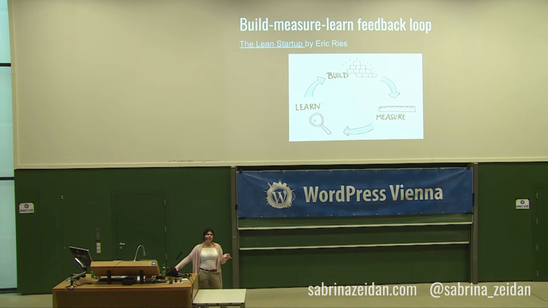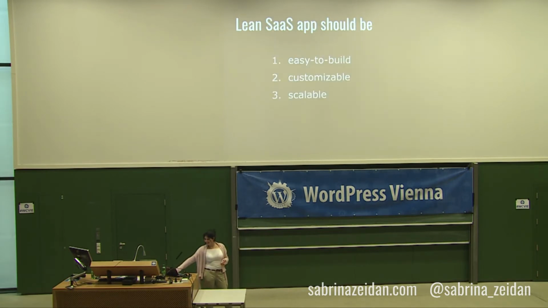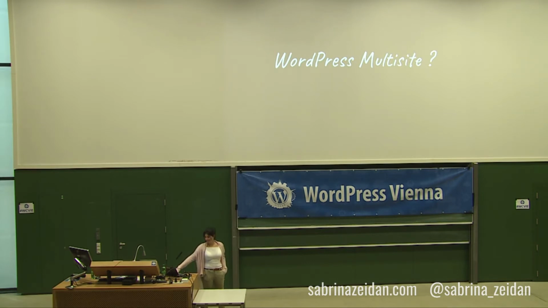The goal of lean startup methodology is to create and distribute the product that real customers want, not the product you think they want. And in order to deliver such a product, the application should be easy to build, it should be customizable, and it should be scalable. And the question is whether WordPress is the right system to do this.